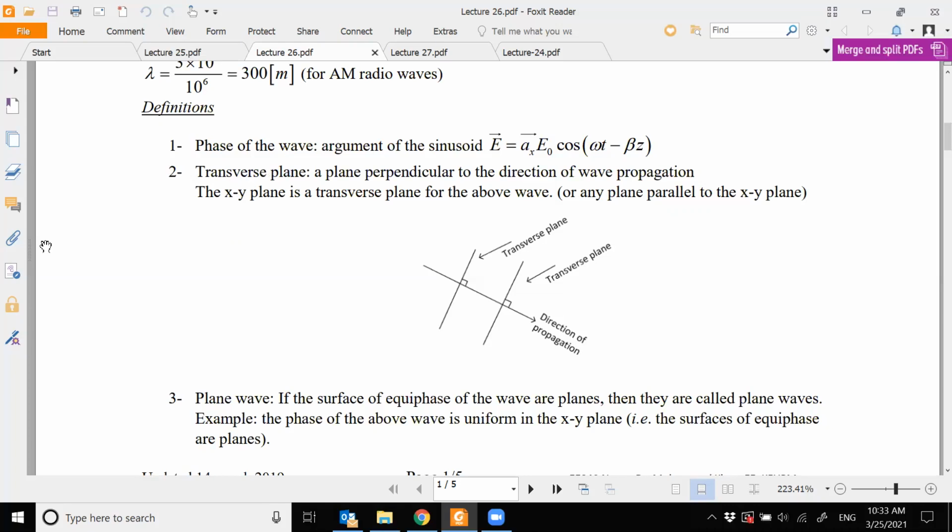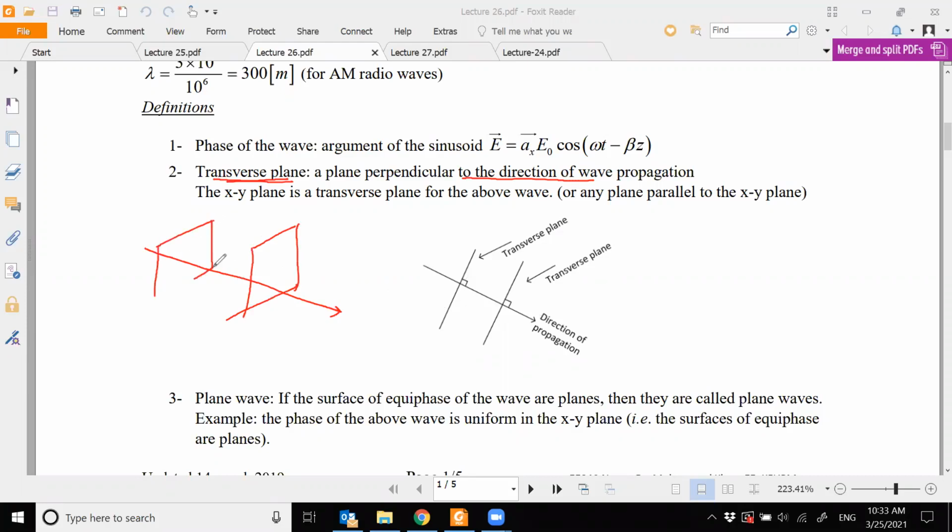Now, transverse plane. What do you mean by transverse plane? Because these will be very commonly used terminologies in electromagnetic waves and applications. Transverse plane is any plane which is perpendicular to the direction of propagation. So if my direction of propagation is this, then these are all transverse planes. Or in 3D, if this is my direction of propagation, then these are all transverse planes.